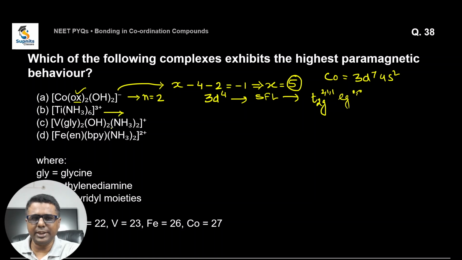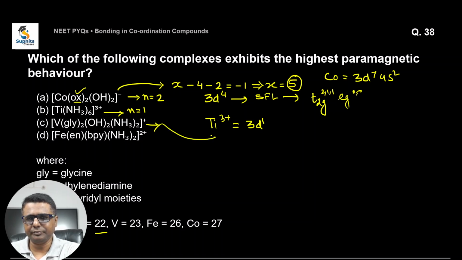Now I will go to this Ti3 plus. So Ti3 plus, titanium is 22. So basically it is 3d2 4s2, 3 plus means 3d1. So it is clearly having number of unpaired electrons equal to 1. Next is vanadium. Vanadium 5 plus. You can check this out. Vanadium 5 plus is 3d0. Vanadium is 23. Okay, this will be 3d0.